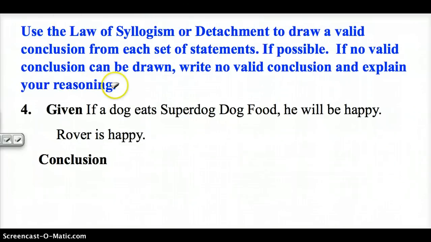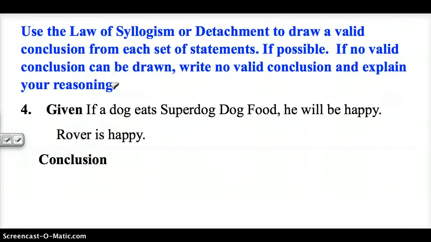In our next section, it says, use the law of syllogism or detachment to draw a valid conclusion from each set of statements, if possible. If no valid conclusion can be drawn, write no valid conclusion and explain your reasoning.